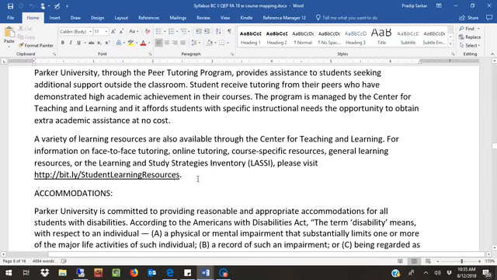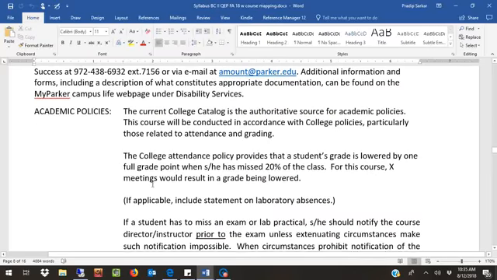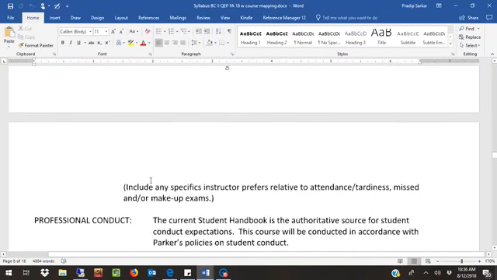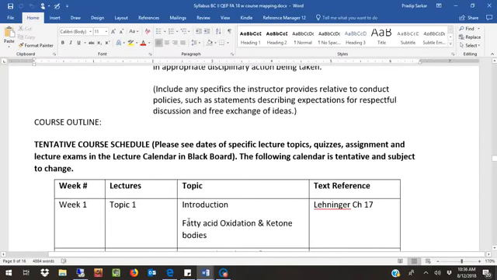We have academic assistance. If you need some accommodations, the university will arrange that for you with proper documentation and review processes. We have academic policies, particularly the professional conduct things. Course outlines are also described here.